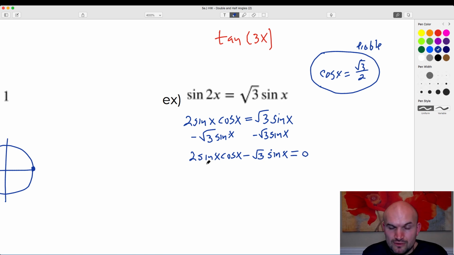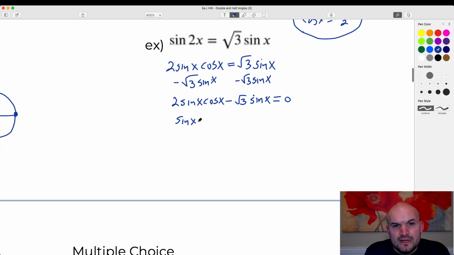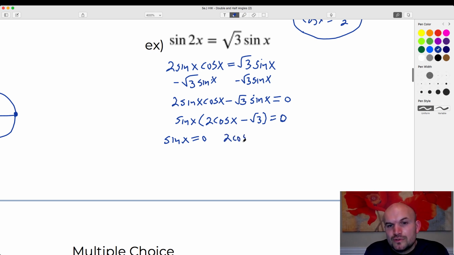So what technique should we use? Well, we have a common function in both of these expressions, a sine of x. So I'm going to factor out a sine of x. That leaves me with 2 cosine of x minus the square root of 3 equals 0. Now I can use the zero product property. So I have sine of x equals 0, and 2 cosine of x minus the square root of 3 equals 0. When I solve this, cosine of x equals the square root of 3 over 2.